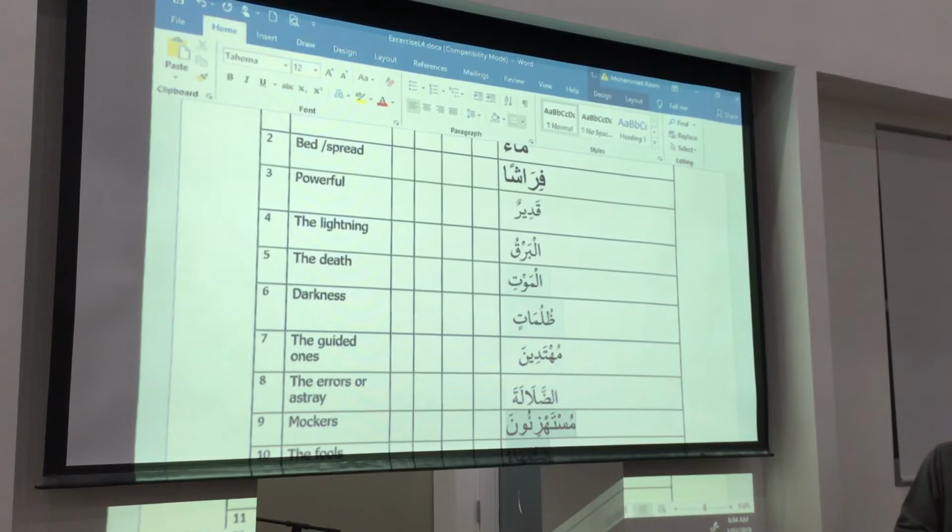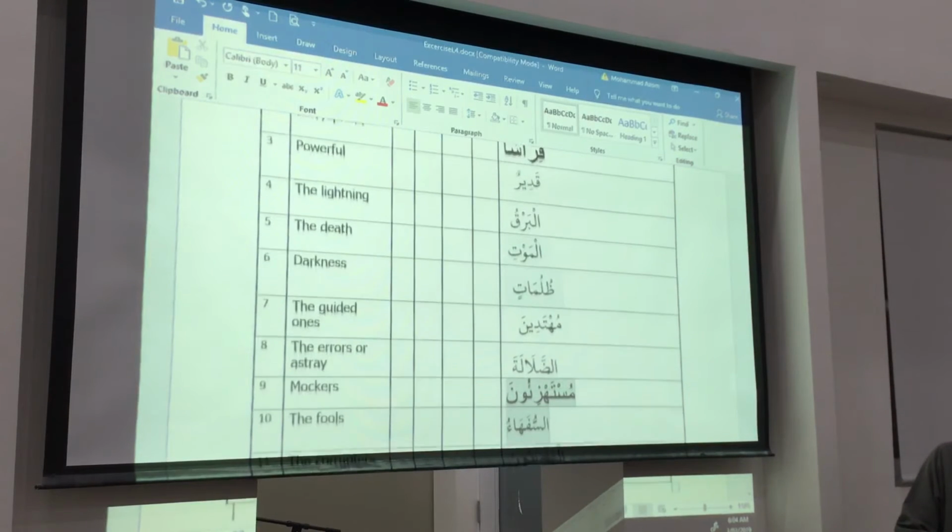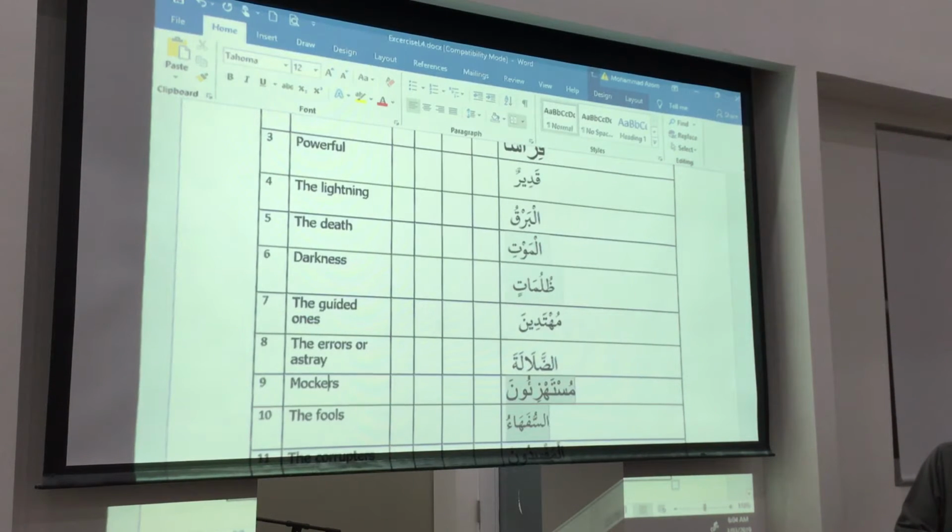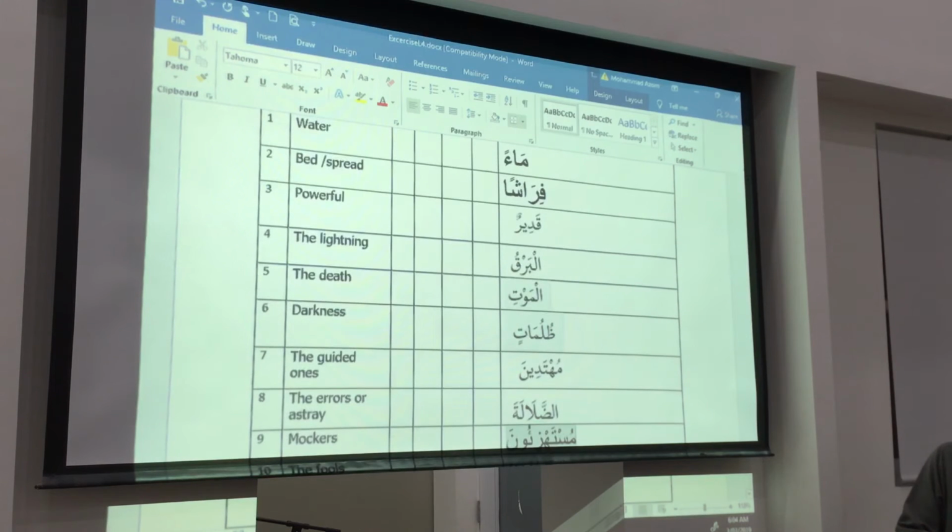Let me know when you are done. It shouldn't take too long. So in total we did 20 words last week, and this week we'll have another 10 words, so 30 words inshallah ta'ala.